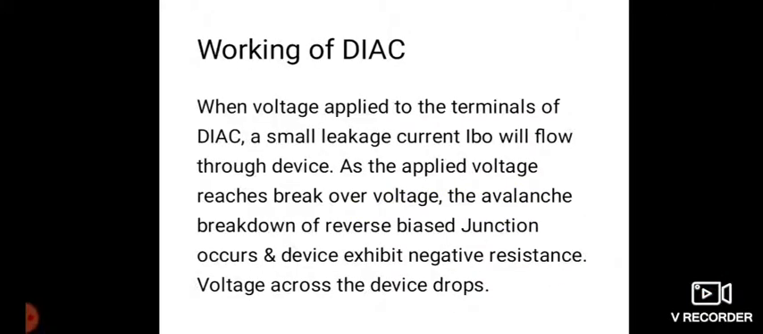Now, the next question is the working of DIAC. When voltage is applied to the terminals of DIAC, a small leakage current IBO will flow through the device. As the applied voltage reaches the breakover voltage, the avalanche breakdown of the reverse biased junction occurs and the device exhibits negative resistance, and the voltage across the device drops.